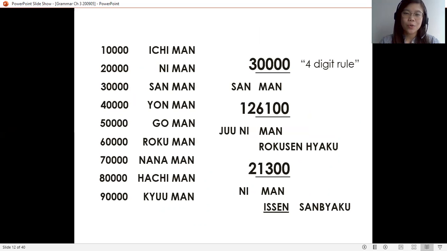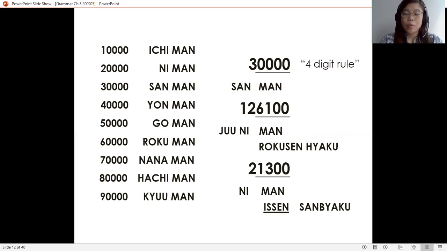Okay, so now next we've reached the 10,000s. So from the 10,000 onwards, we're going to follow the 4-digit rule. So what is the 4-digit rule? So for example, in English, when you say 10,000s, then it's kind of saying 10 times 1,000. But in Japanese, 10,000 can be said as 1 times 10,000 or ichiman. So your affix for the 10,000s is man.